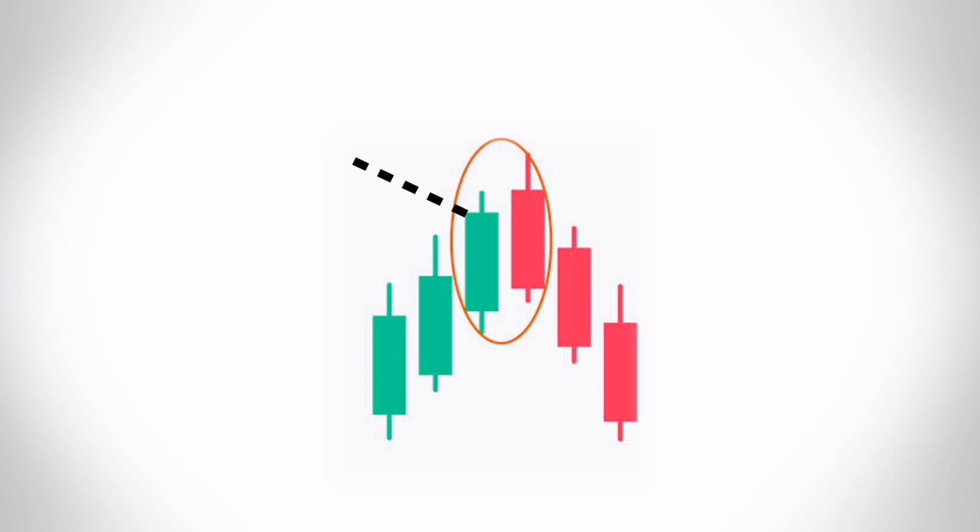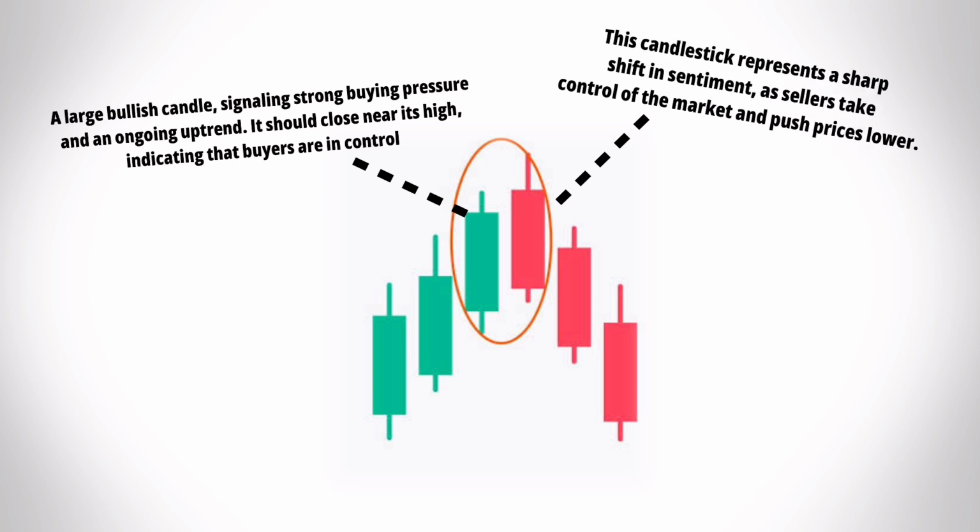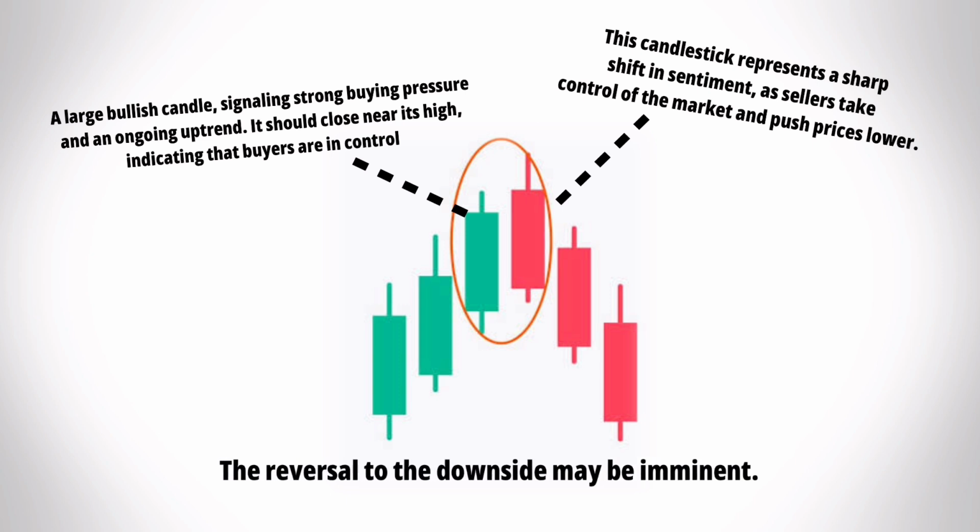To identify a dark cloud cover candlestick pattern when you see it on the chart, here are some characteristics to keep in mind. So first, the first candlestick is a large bullish candlestick signaling strong buying pressure and an ongoing uptrend. It should close near its high, indicating that buyers are in control. The second candlestick is a large bearish candlestick that opens above the high of the first candlestick, but closes at least halfway into the body of the first candlestick. This particular candlestick represents a sharp shift in sentiment as sellers are taking control of the market and pushing price lower, and the reversal to the downside may be imminent.